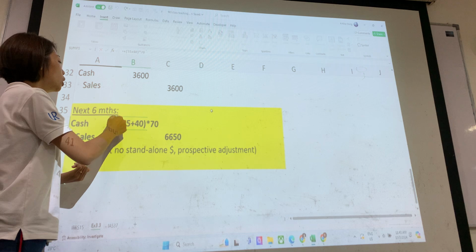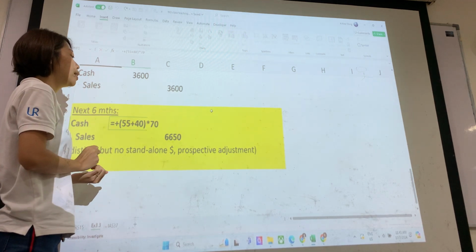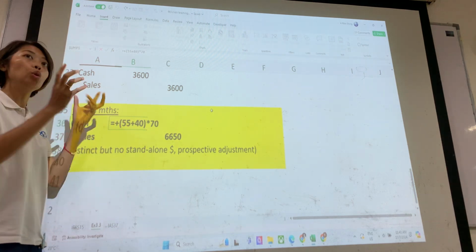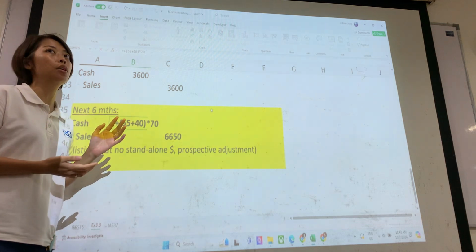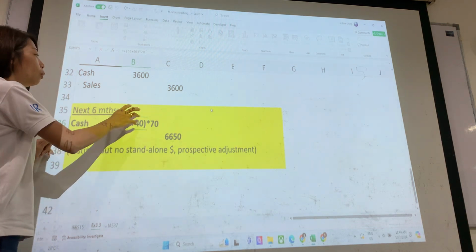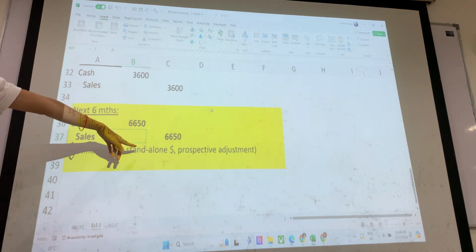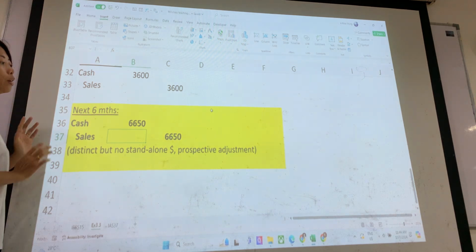So the original 55 undelivered and the new additional 40 altogether is 95 units. One shot, you multiply $70 per unit because there's no standalone price. You cannot split it, no average, no standalone price. So you do one shot like this, and then you will get the sales of 6650. And you don't have to go back to last year or whatever. If there is a last year in your agreement, you don't have to do retrospective adjustment.